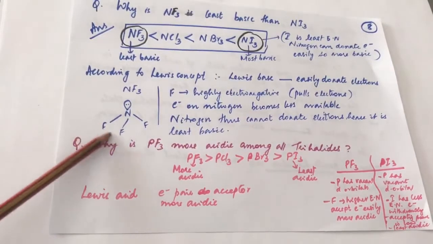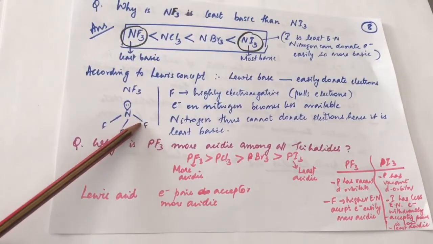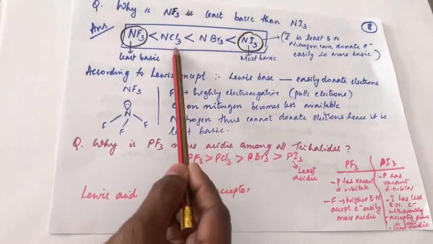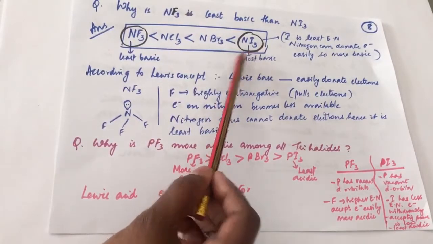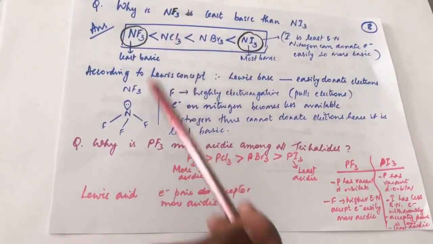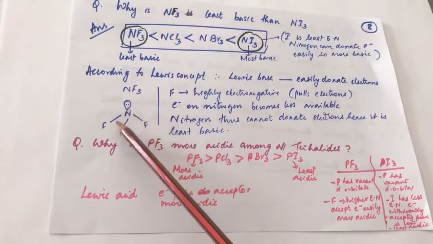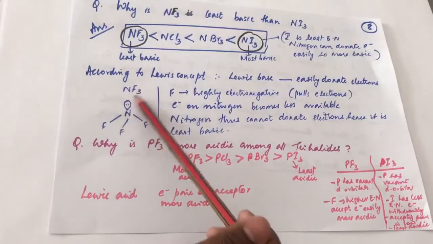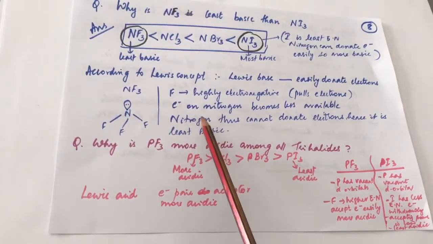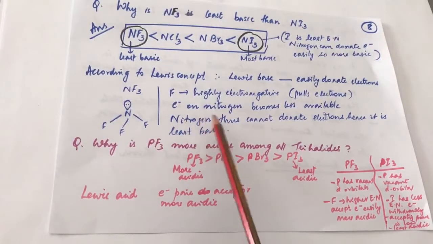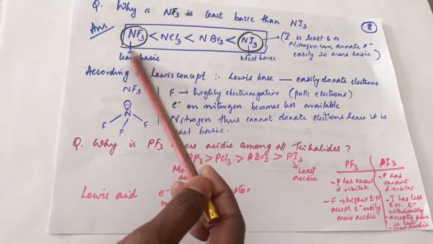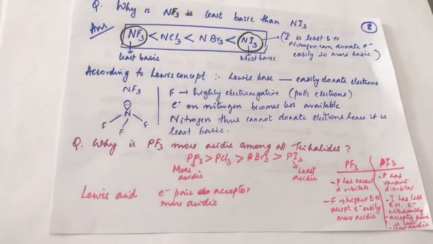So what is happening? Here it is a small molecule. Fluorine is very small and very highly electronegative. As one proceeds to chlorine, bromine, iodine, etc., the atoms attached are big enough and are not able to hold on to the nitrogen's electrons as much as we see in NF3. As a result, the behavior as a base decreases as one goes from nitrogen fluoride to nitrogen iodide. I hope you understood.